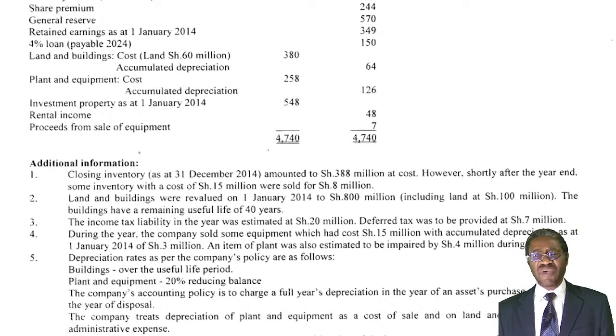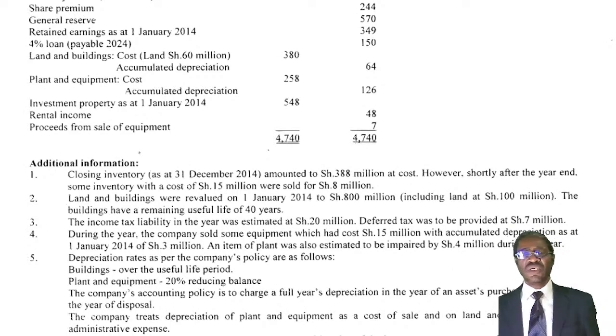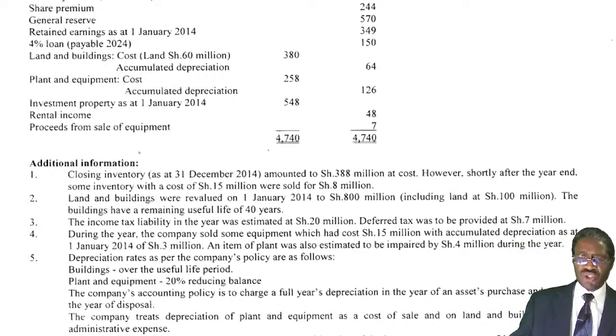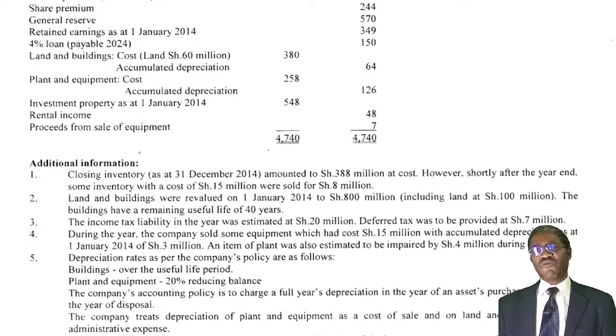You are given land and buildings. The cost of the land is 60 million. You can see land and building, and you are given the cost of both in the column of the trial balance as 380. But out of it, I can see they are saying the cost of the land is 60. I hope you can see that in bracket, meaning that the cost of the building is how much? 320. I hope you can get that.